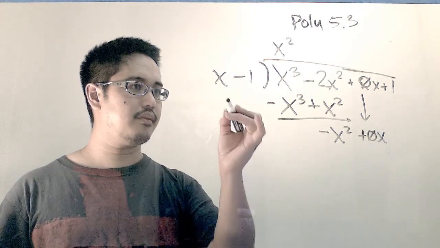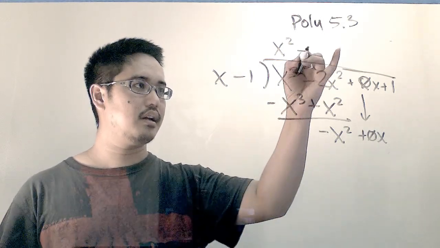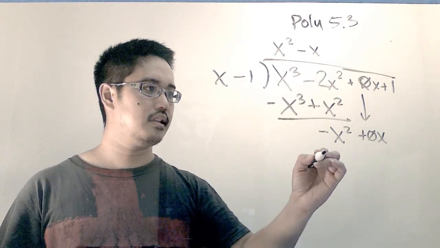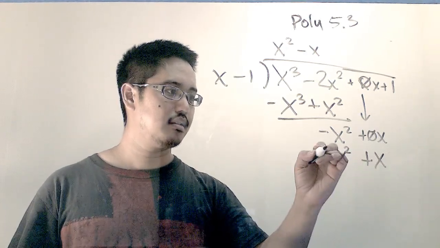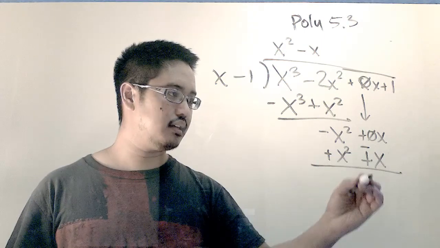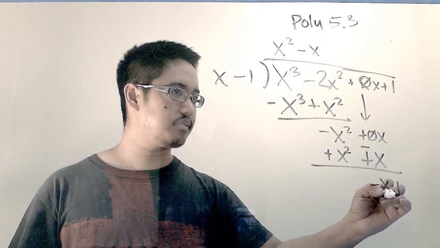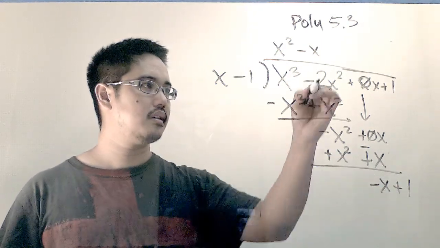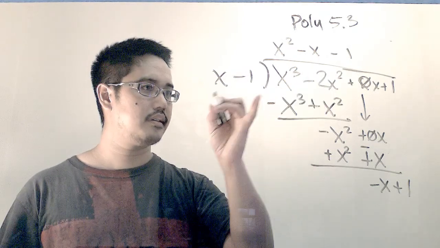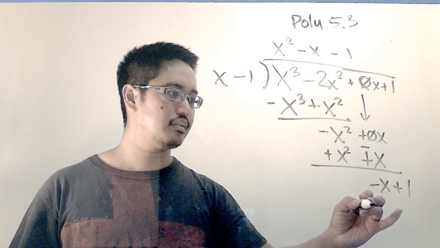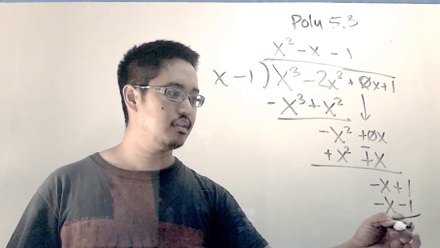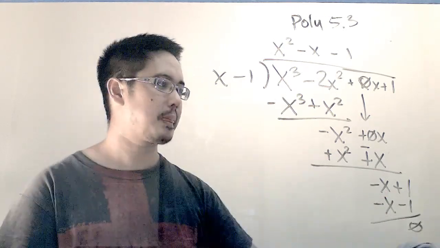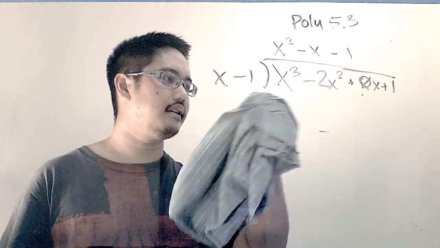And then I'll have, let's see, negative x. That would be negative x squared plus x. Change the sign. Negative x plus 1 minus 1. And then this would be negative x minus 1. Remainder 0. Awesome. Here is my factor.